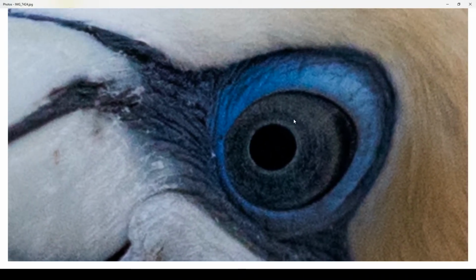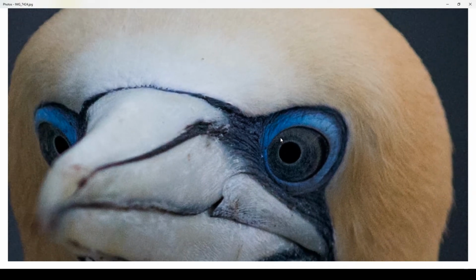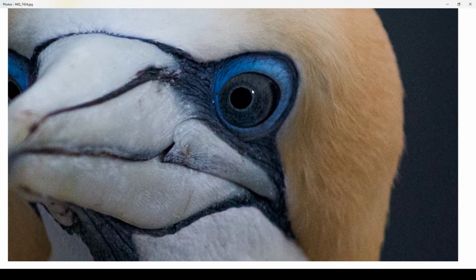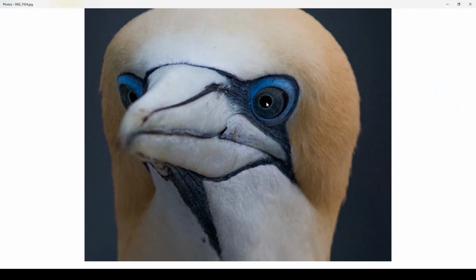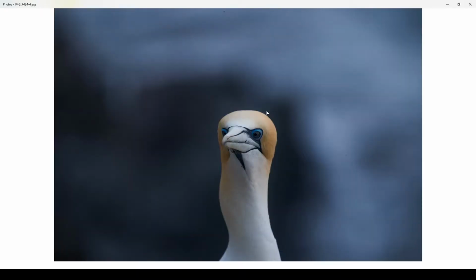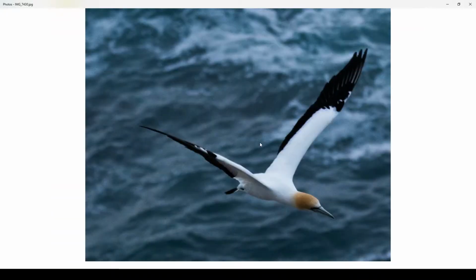So if we start right in here, you can see his eye, and we get a lot more detail. And maybe if we cropped it like that, and then we keep going back. Is there a magic point at which this photo gets better? Am I even too close to that bird? Here again with the bird flying.